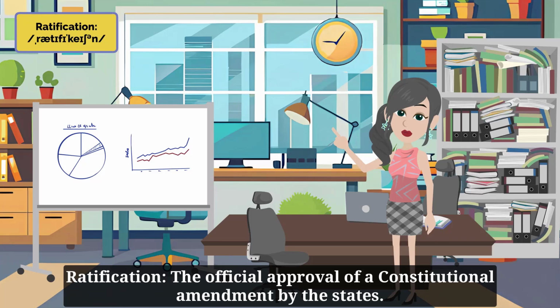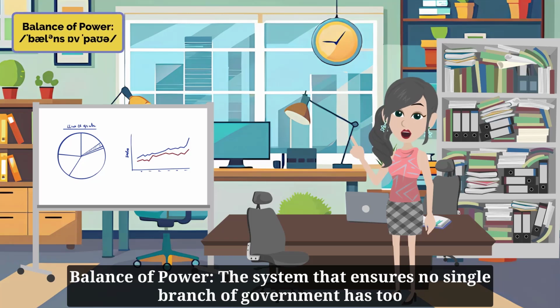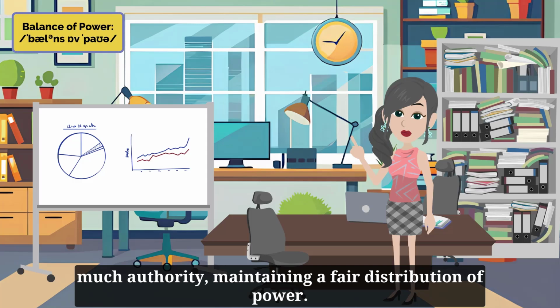Ratification, the official approval of a constitutional amendment by the states. Balance of power, the system that ensures no single branch of government has too much authority, maintaining a fair distribution of power.